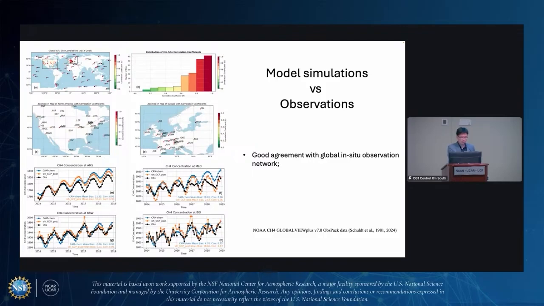In the bottom panels, we show our simulation in orange, the default CAM-CHEM simulation in blue, and the observation data in black. This result shows that we have good agreement with the global in-situ observation network. The observation data we use is the NOAA Methane GlobalView Plus, the ObsPack data.